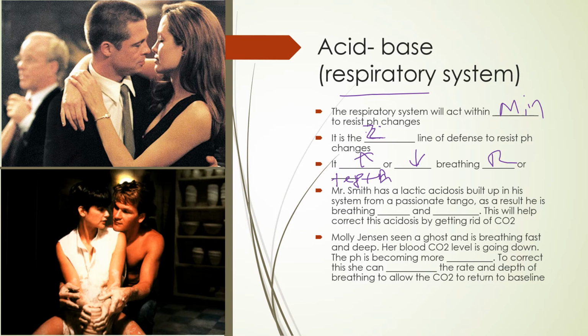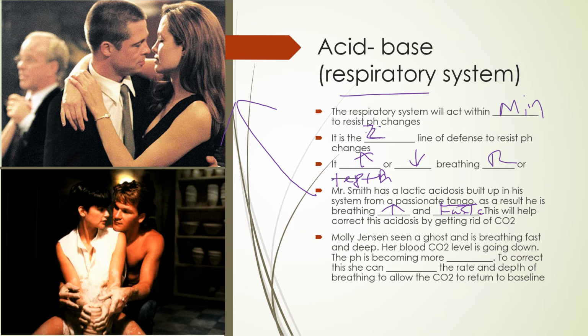So here we go, Mr. Smith up here. Mr. Smith has a lactic acidosis. So his body's acidic, and it's built up from a very passionate tango that he did with Mrs. Smith there. As a result, he is breathing, what do you think? Is he going to be breathing slow and shallow, or is he going to be breathing deep and fast, right? So he's going to be breathing deeper and faster, right?